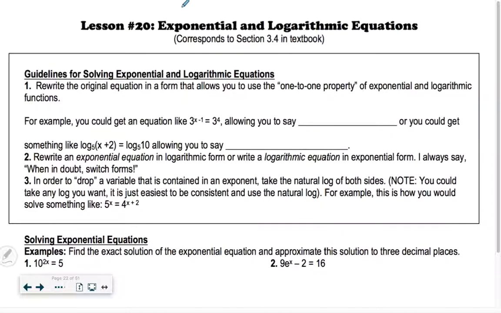One of the ways is using what the book calls the one-to-one property. If you have something like 3 to the x minus 1 equals 3 to the 4, you can say that the powers are equal: x minus 1 is equal to 4. Or if you have log base 5 of x plus 2 equals log base 5 of 10, you can say x plus 2 is equal to 10, and then solve from there. The second way is to write an exponential equation in logarithmic form, or a logarithmic equation in exponential form. I always say, when in doubt, switch forms.